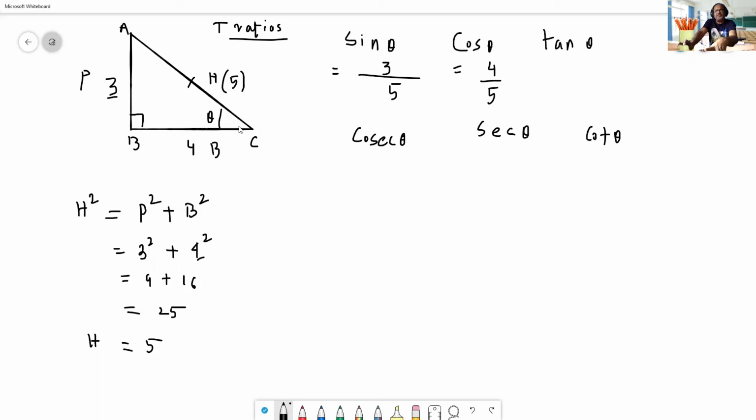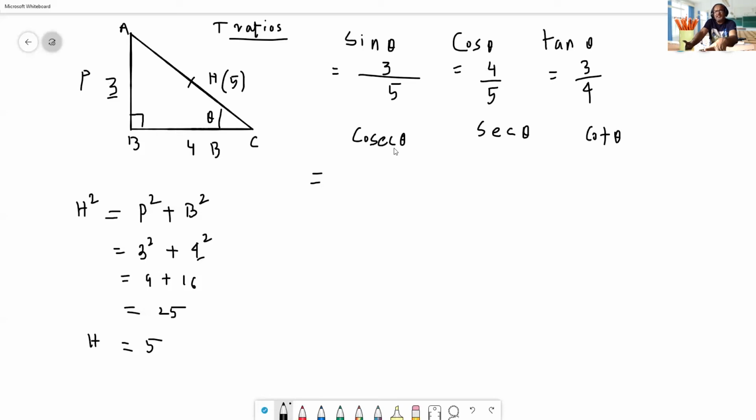Now, what is the adjacent side? This is the adjacent side, which is also called base. So 4/5. And the tan theta is perpendicular to base, and that is opposite to adjacent. So 3 to 4. So the values of sine theta, cos theta, tan theta can be calculated if you know all the three sides of the triangle. Now, what are the reciprocals?